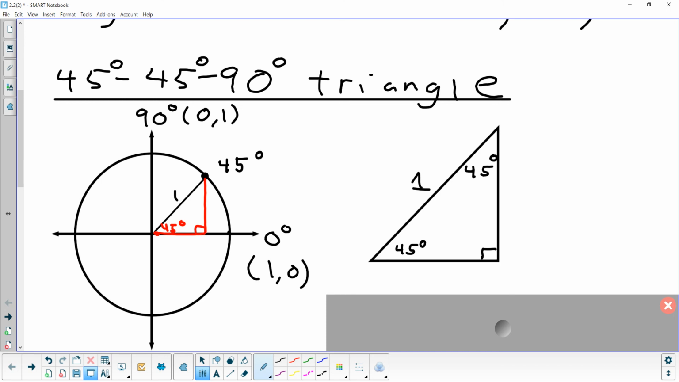Is it an isosceles? Yes, it's isosceles. What does that mean? Two of the angles are the same. Yep, two of the angles are the same, which also means what? Both of those sides have to be the same length. Both of the sides are going to be the same.